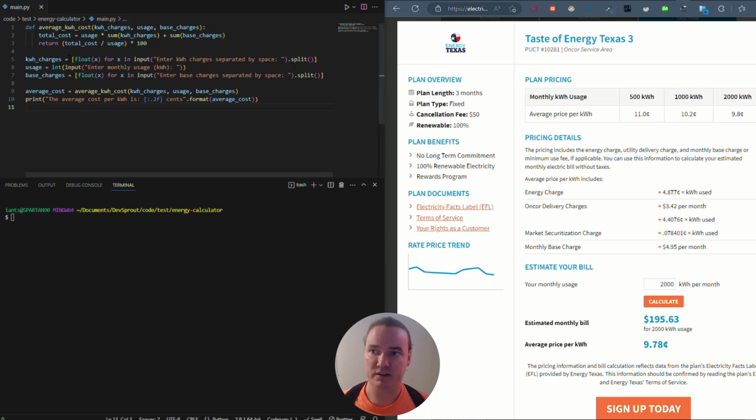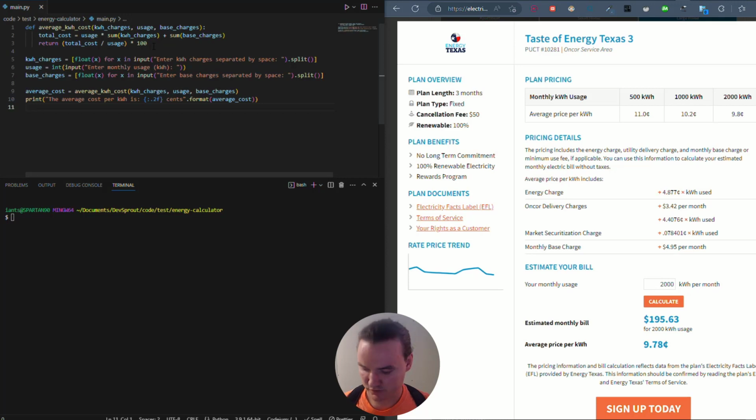Essentially, we have a method, average kilowatt hour cost, that takes in three arguments: the kilowatt hour charges, which is an expected array, usage, which is a number, and then base charges, which is another array. Both those arrays are going to have numbers in them. The total cost variable is equal to the usage number times the sum of all the numbers inside the kilowatt hour charges array plus the sum of all the numbers inside of the base charges array. And then the output that gets returned is the total cost divided by the usage times 100.